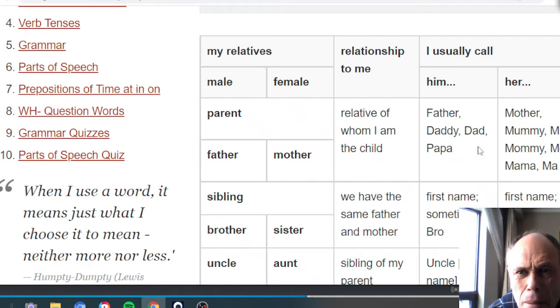So let's start with the main relatives we have, and they've split them up here into male, meaning men, and female, women. Okay, so it has three categories: the relative, how they relate to you, and the words people usually use to refer to them. So parents, you have two parents. You have your mother, who's woman, female, and your father, who's your male parent.